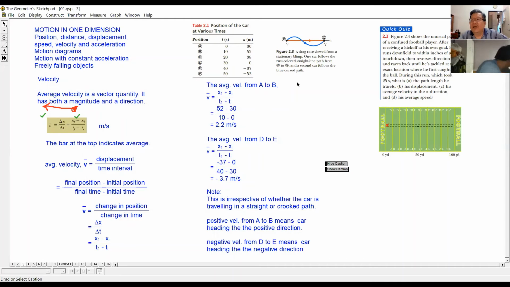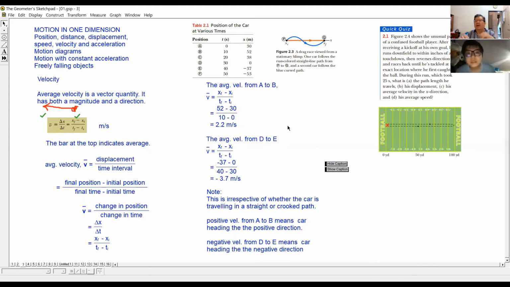Okay, right. So now we're going to look at this quiz here. Quiz 2.1. Can you read this 2.1? Figure 2.4 shows the unusual path of a confused football player. After receiving a kickoff at his own goal, he runs downfield to within inches of a touchdown, then reverses direction and races back until he's tackled at the exact location where he first caught the ball. During this run, which took 25 seconds, what is A, the path length he traveled, B, his displacement, C, his average velocity in X direction, and D, his average speed?